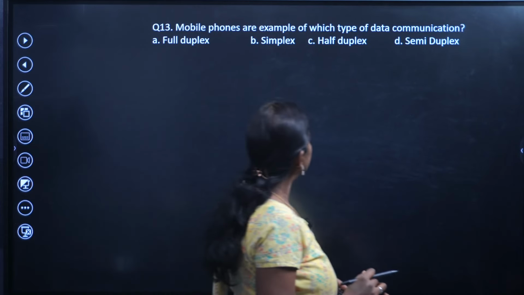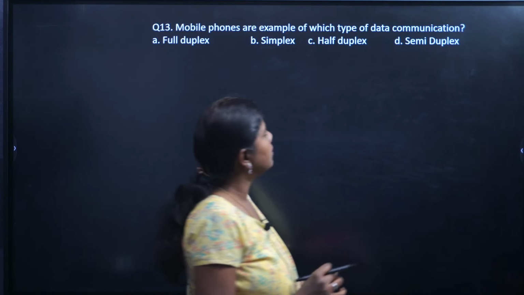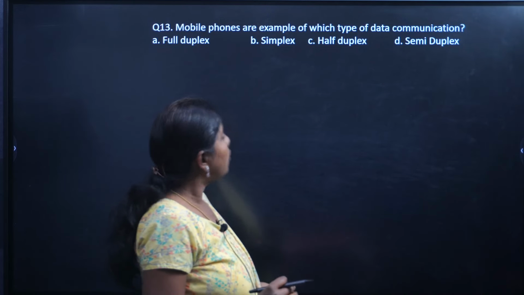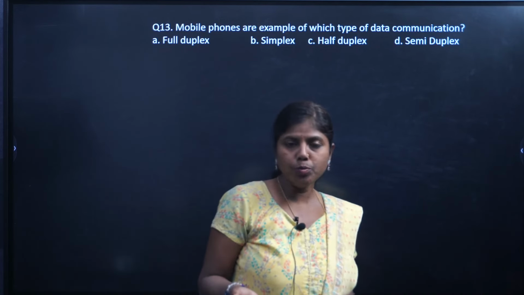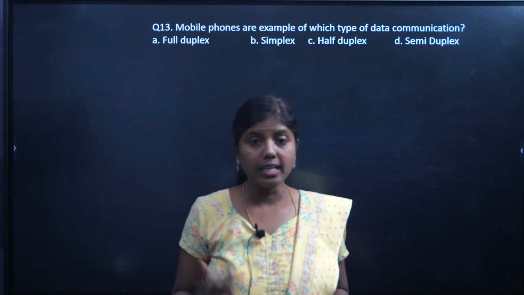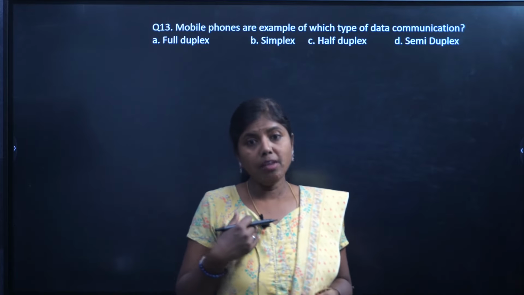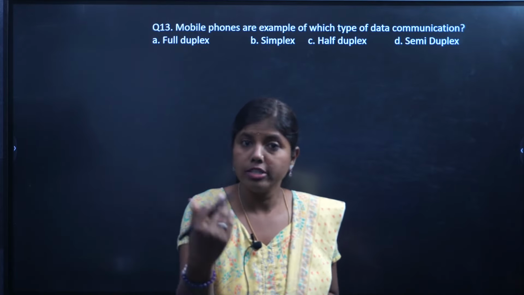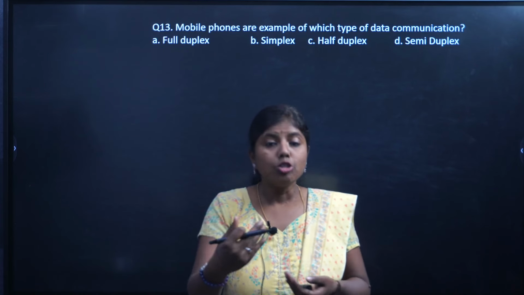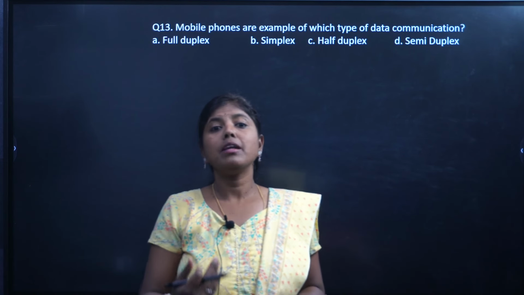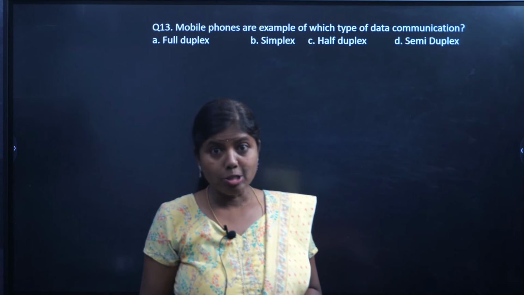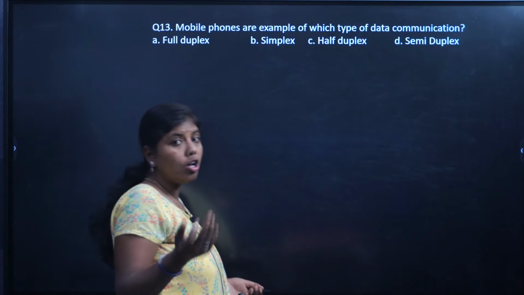Mobile phones are examples of which type of data communication? For example, I want to talk to you people, and you want to talk to me, so we'll make use of mobile phones. I will be talking, and meanwhile you will ask some doubts, and I'll be clearing them. So communication can take place simultaneously. Is the point clear? Simultaneously, both can talk, both can listen.